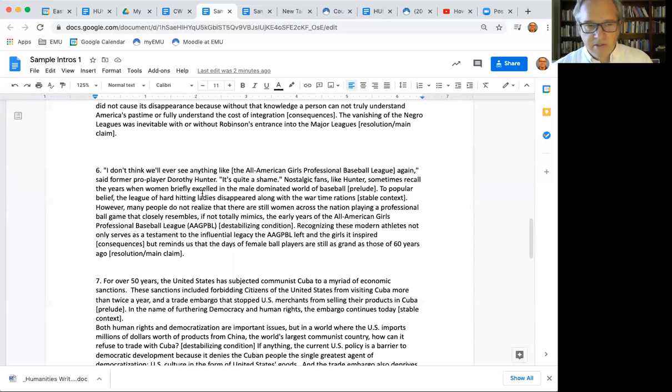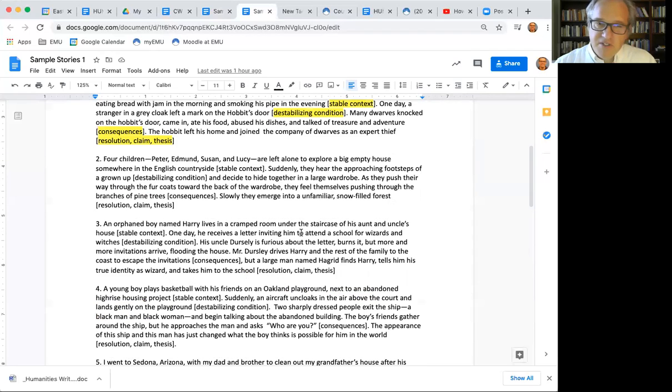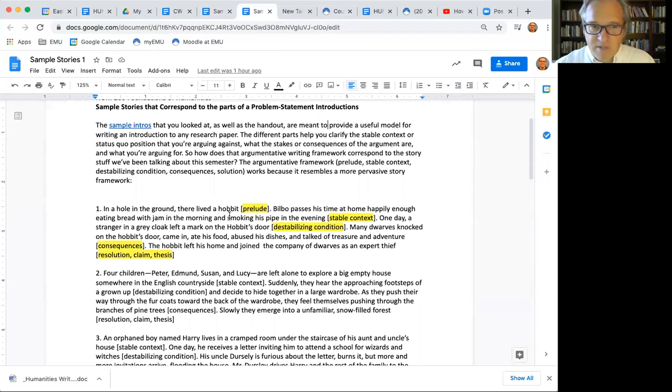together. All right, the third thing I want to show you is this collection of stories that I've just written out very briefly that follow this same pattern. Okay, in a hole in the ground, there lived a hobbit. Prelude. Bilbo passes his time at home happily enough, eating bread with jam in the morning and smoking his pipe in the evening. Stable context.